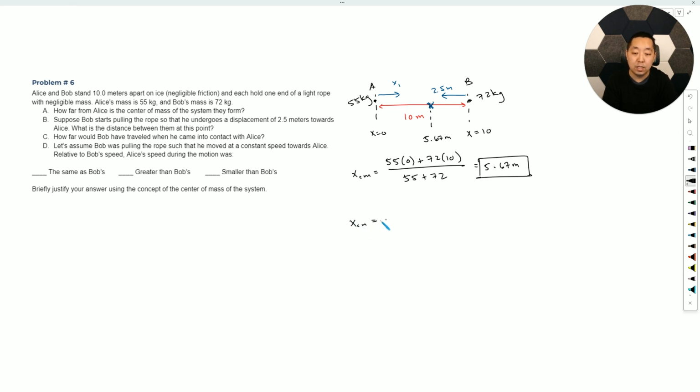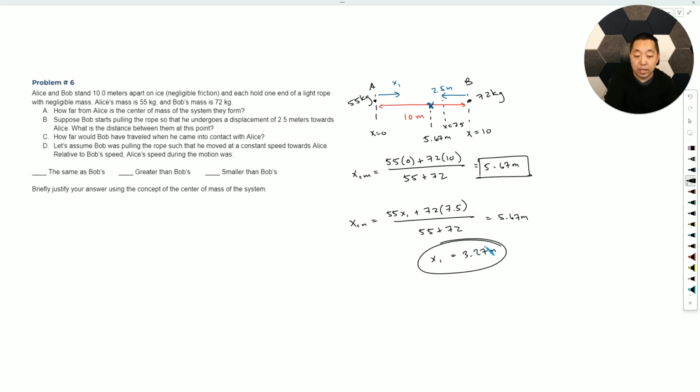So the center of mass, again, is 55 times x1 plus 72 times Bob's new location. He was at 10, he moved to the left 2.5 meters, so now he's at x equals 7.5. And then divided by 55 plus 72. Because this force is internal, the center of mass should not have accelerated. So you solve for x1: take this number times 55 plus 72, then minus 72 times 7.5, and then divide by 55. I get x1 is equal to 3.27 meters.